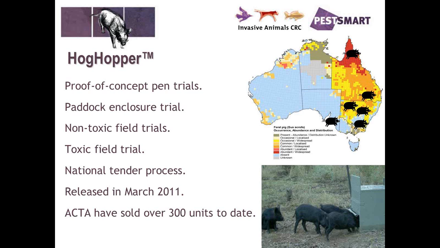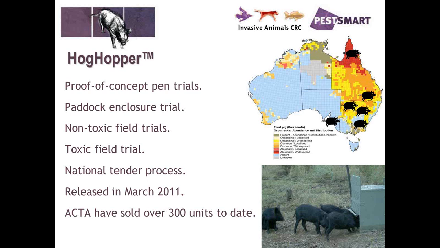So we implemented a few proof of concept pen trials and found that it worked quite well. And then we did a paddock enclosure pen trial, with 10 wild-caught feral pigs in a large enclosure. We placed a HogHopper in that enclosure and loaded it with 1080 PIGOUT baits. After one visit to the device, all 10 animals were found dead in the pen over subsequent hours.